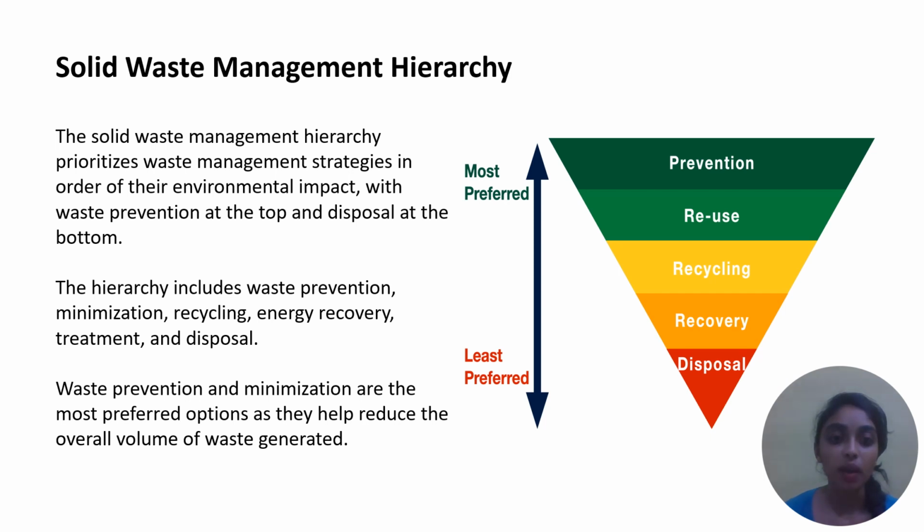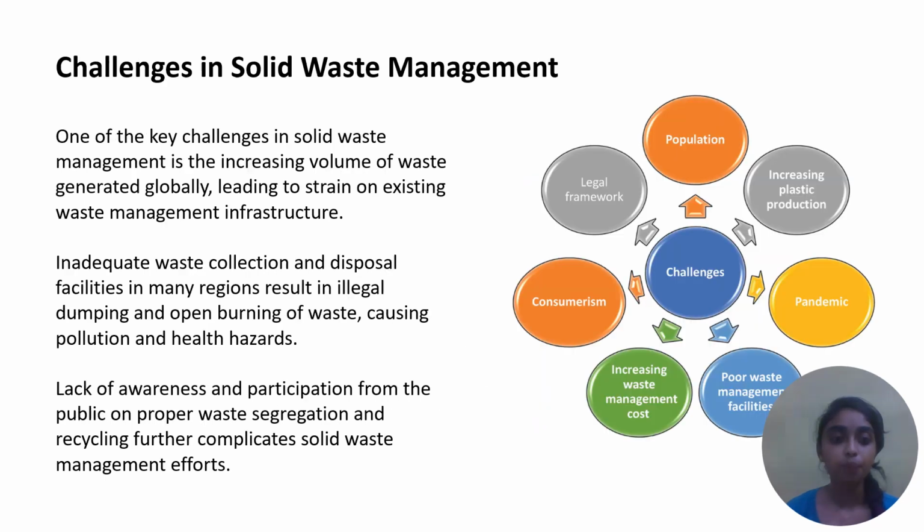Next is the solid waste management hierarchy. The solid waste management hierarchy prioritizes waste management strategies in order of their environmental impact, with waste prevention at the top and disposal at the bottom. The hierarchy includes waste prevention, minimization, recycling, energy recovery, treatment and disposal. Waste prevention and minimization are the most preferred options as they help reduce the overall volume of waste generated. The most preferred are prevention, reuse, recycling, recovery, and disposal is the least preferred.